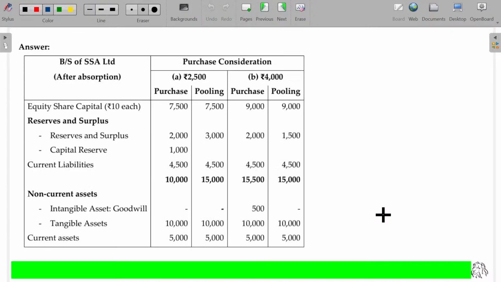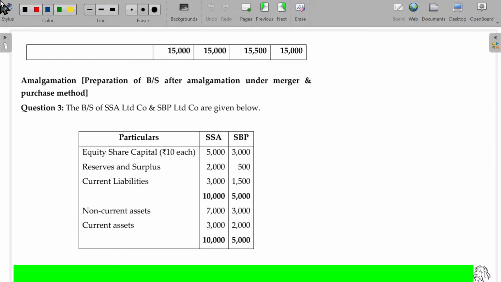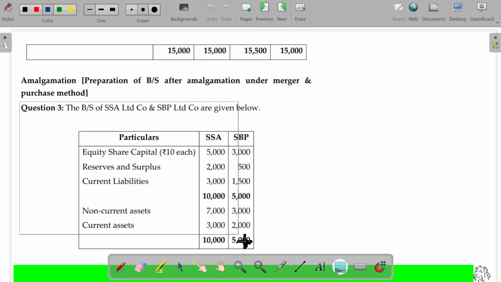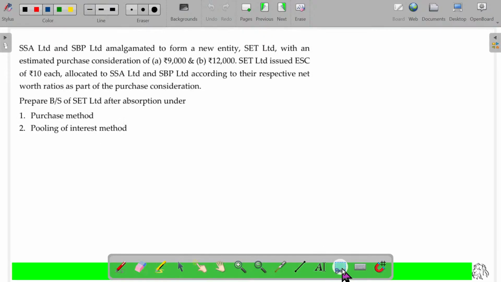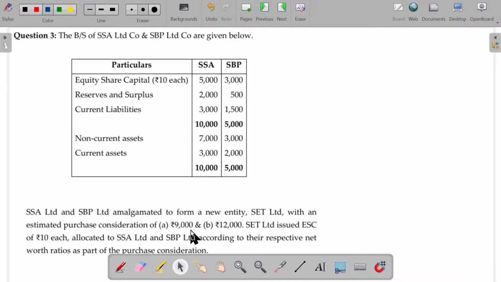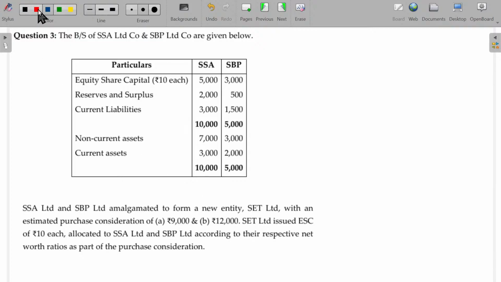Now let's go to this. So we have to follow purchase method and pooling of interest method. You have to prepare the balance sheet directly for this illustration. What happens here? SSA Limited and SBB Limited amalgamated to form a new entity, SET Limited. SET Limited is formed to take over SSA as well as SBB. After this, SSA will not exist, SBB also will not exist. These two are closed.